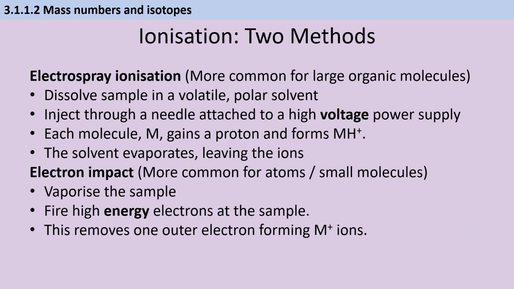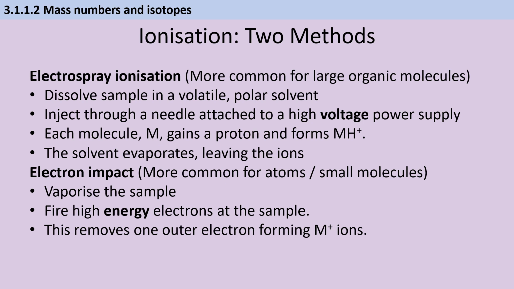The first step in mass spec is ionization, and depending on the kind of substance that you're trying to analyse, you might use one of 2 different methods. If we've got a large organic molecule that could fragment easily, then we're more likely to use electrospray ionization. And this is where the substance is dissolved in probably some water or some methanol, something that's polar and also volatile. And then it's injected through a needle that's attached to a high voltage power supply. And it needs to be voltage, not anything else.